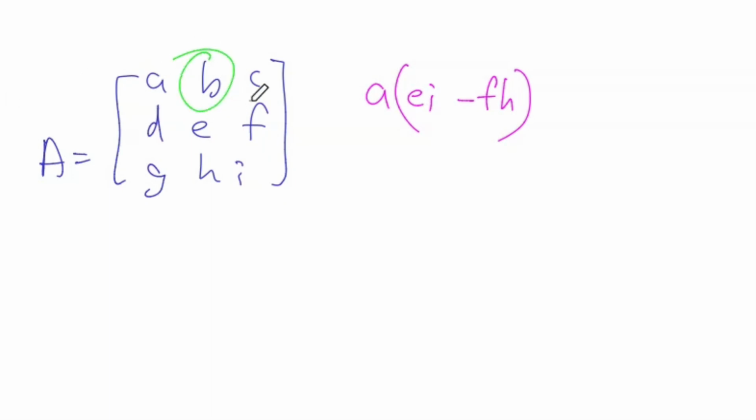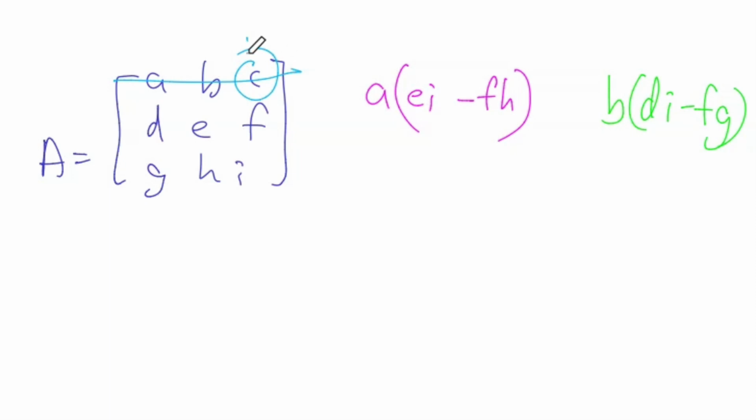Then the second number is B. This is the part involving B, right? So ignore all of this, and we have DI minus FG. And then the third, or the last one, is C. So we have C multiplied with DH minus EG.